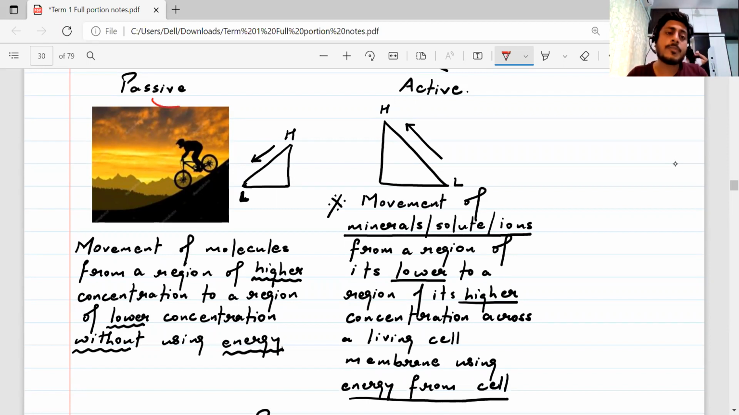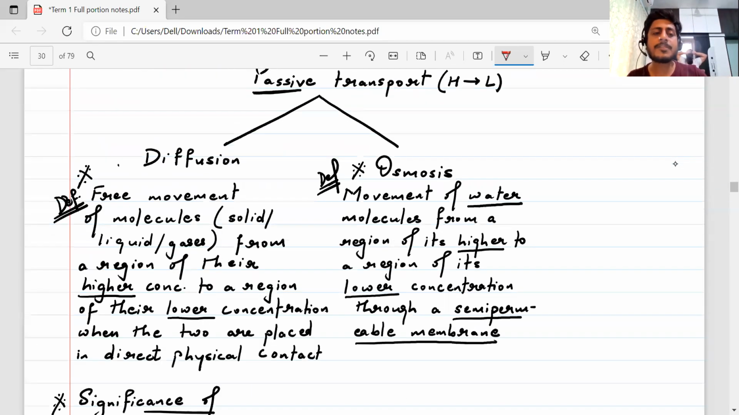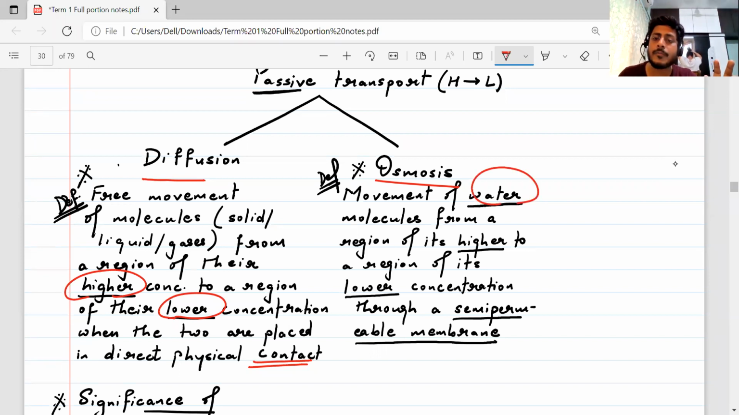Passive transport, we're going to be two types. Two types or other two ways in which you could learn it. One of which is diffusion and the other is osmosis. All definitions in this chapter. Remember, you will have 5 definitions. Learn them properly. What are the keywords that you will look for diffusion ka definition? So diffusion ke definition mein we've underlined higher concentration, lower concentration. They may give you contact. Okay, they may give you direct contact. No energy, but osmosis mein we look for water. We will look for higher concentration, lower concentration, and we will look for semi-permeable membrane.